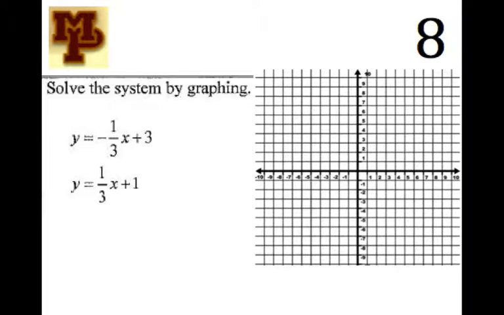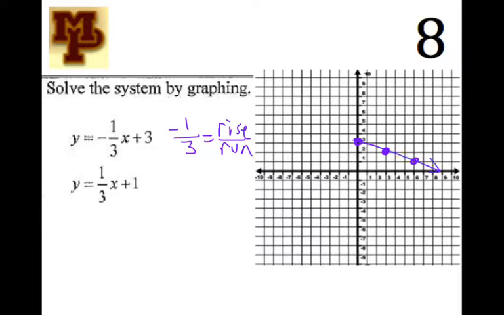So this one, they're both in slope-intercept form, so that's good. So we go right up to 3, put a nice dot. And the slope is negative 1 over 3. So just decide where you want your negative sign. So we're going to go down 1 over 3. Down 1 over 3. 1, 2, 3. And then down 1 over 3 again.